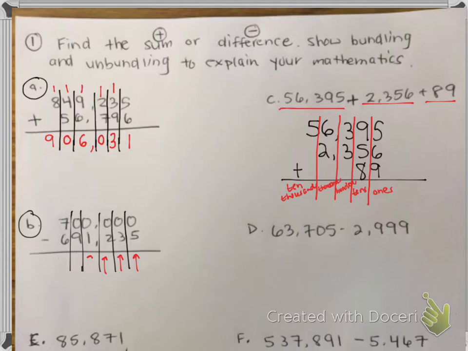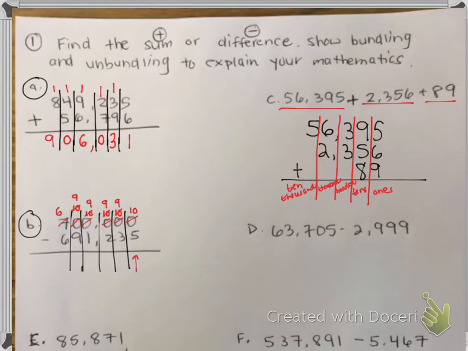So we are going to have to start here in the 700,000. I'm going to unbundle. I'm going to take a group of 100,000 and bring it over to this 0 and make it 10. I'm going to have to continue this, because I have to unbundle again to make this 10, and again to make this 10, and again to make this 10. And I have to unbundle one last time to make this 10. And now I can subtract.